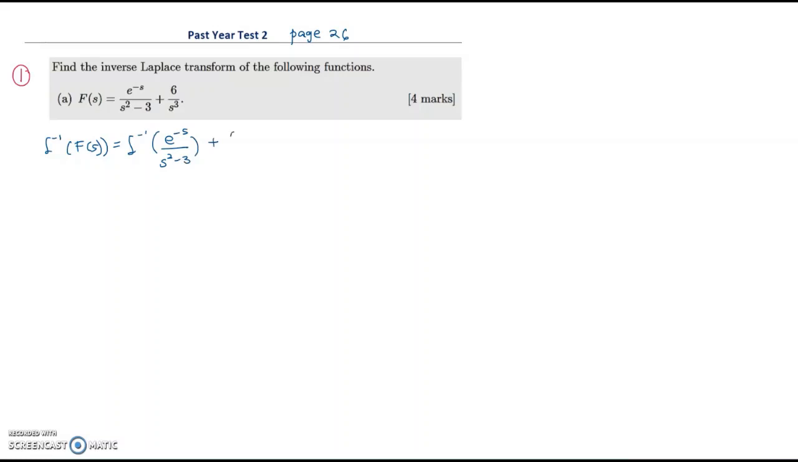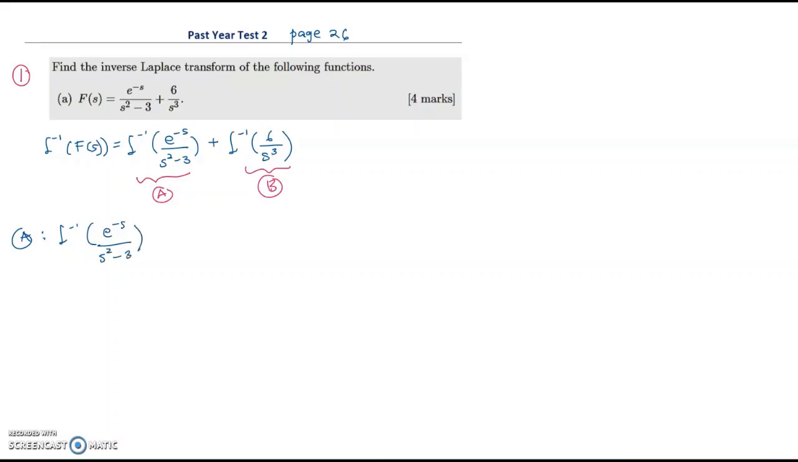You can separate it into two inverses. This is by the linearity property. Let's assume this one as part A and this one is part B, so we'll solve them individually. For part A, the inverse of e^(-s) over s squared minus 3.